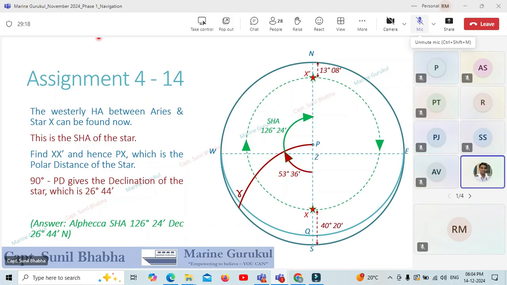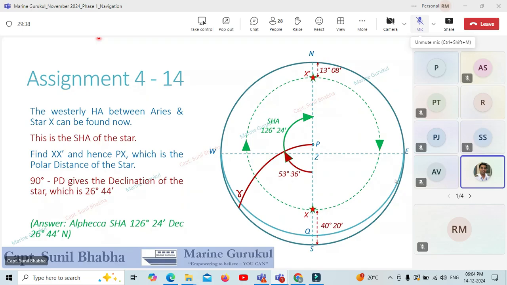Very good, beta. Divide that by 2 to get the radius or polar distance. Radius I'm getting 63 degree 16 minutes. Very good. Now 90 minus that radius will give you the declination. Yes, sir. 26 degree 44 minutes. That's right. Okay, sir.